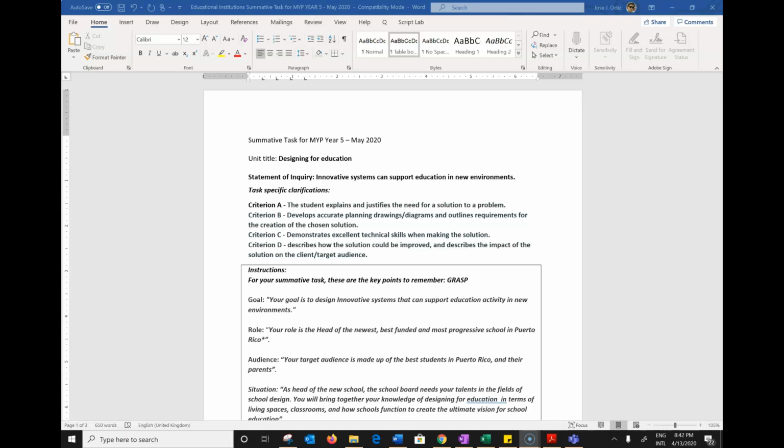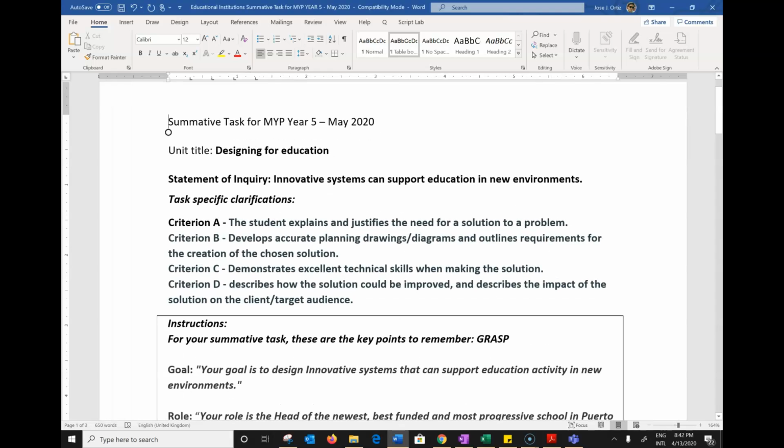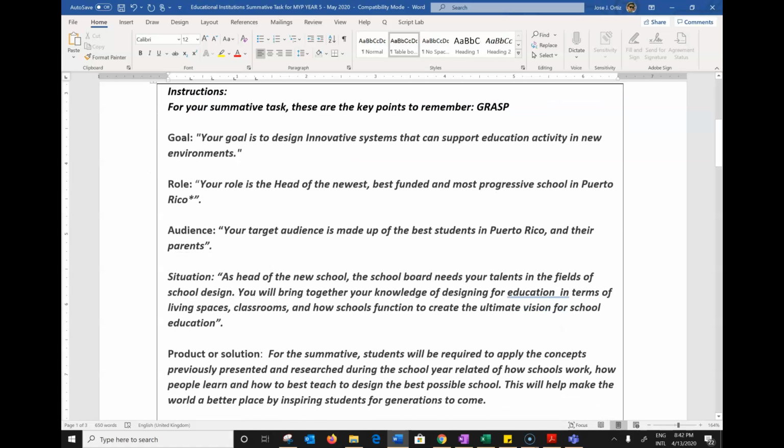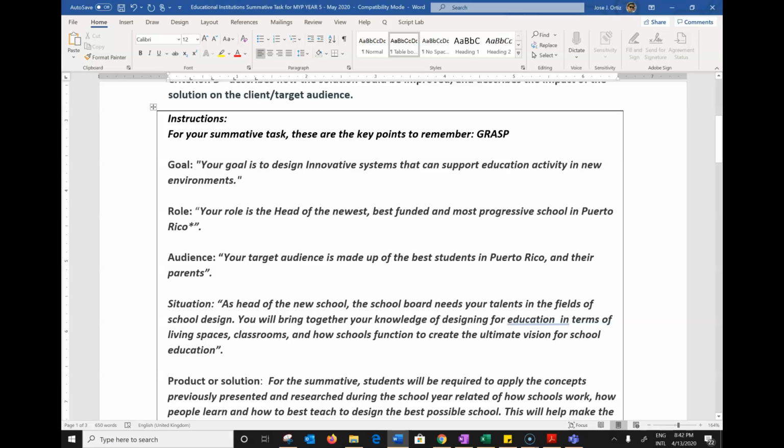And here you will see the instructions that I have for you. Now, the opening statements are the same, so I'm not going to discuss them. What I did was I divided this document into different blocks. You have the main instructions block, which is what is known as the GRASP. The GRASP is composed of your goal, your role, your audience, the situation that you're in, and the product or solution.